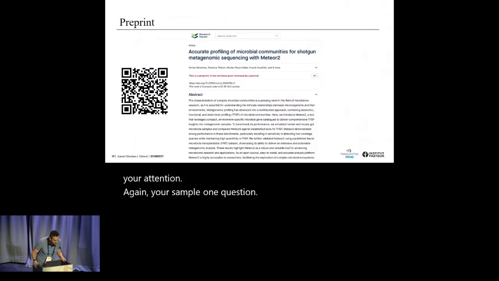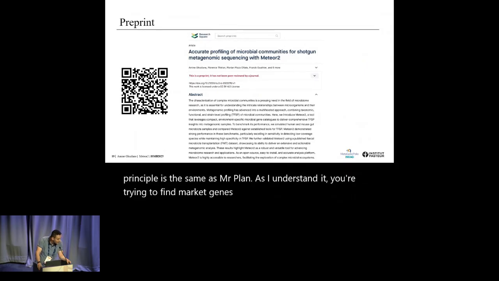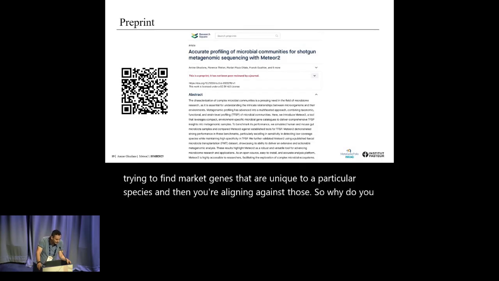Thank you for a very interesting talk. You showed some very impressive results compared to MetaPhlAn. But the principle is the same as MetaPhlAn, as I understand it. You're trying to find marker genes that are unique to a particular species, and then you're aligning against those. So why have you had an improvement?